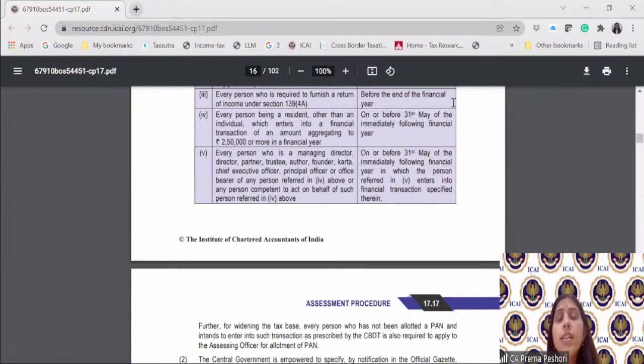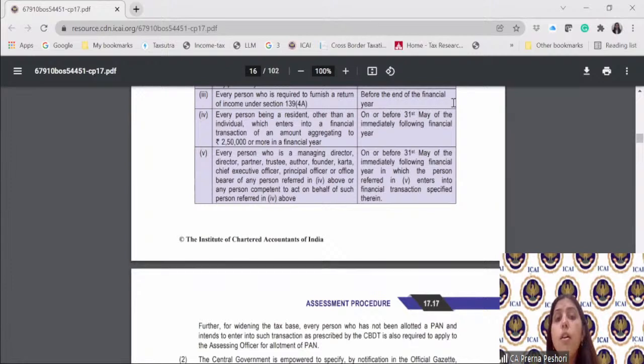If you are purchasing and selling securities other than shares over rupees 1 lakh, then PAN is going to be taken mandatorily. If there is sale or purchase of unlisted shares over rupees 1 lakh, then PAN will be required. Sale or purchase of immovable property over rupees 10 lakh, or stamp duty value over rupees 10 lakh, then PAN will be required.